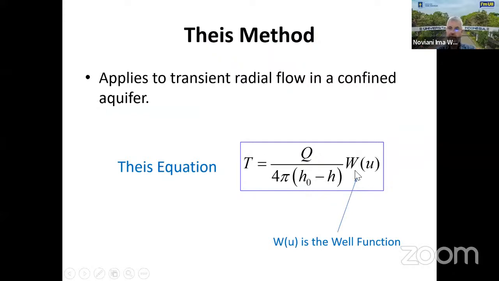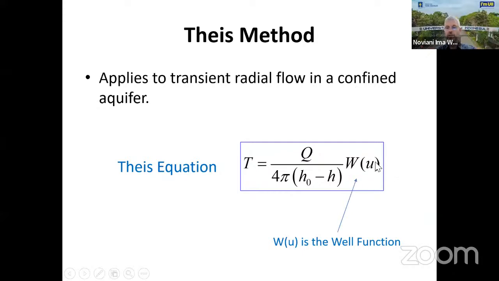And then introduce this new term here, which is called the well function. W(u) is the well function. With this little change, I can now calculate the hydraulic conductivity or the transmissivity of the aquifer, how much water it will deliver if it's being pumped, and how much water table drawdown I will observe during pumping.